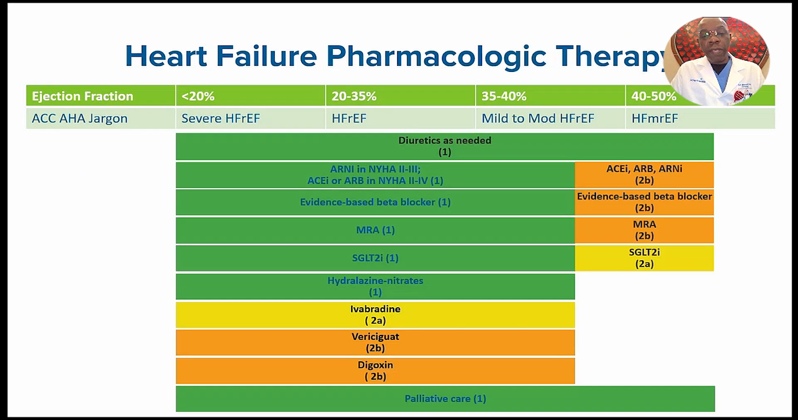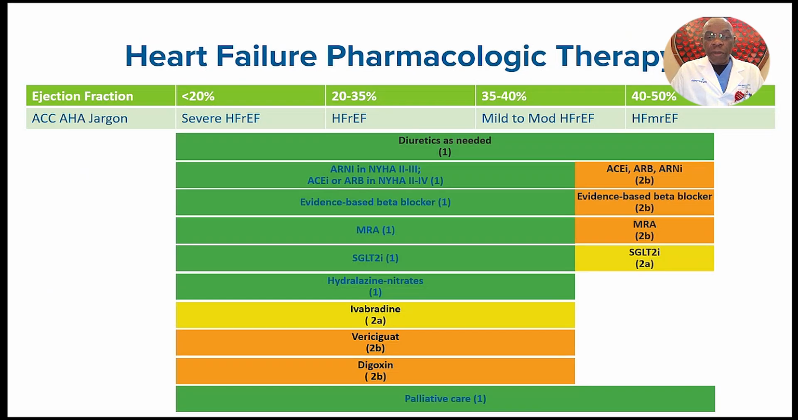Second are the renin-angiotensin system inhibitors. ARNI is Entresto, which is the only medication in that class, and this is best used in patients with NYHA class 2 and class 3 symptoms. Patients in class 2 to class 4 symptoms can use some of the older agents that we have available, such as ACE inhibitors or angiotensin receptor blockers. You'll note that this is only green, or class 1, in patients with ejection fraction less than 40%. In patients with ejection fraction greater than 40%, these agents are recommended or reasonable to use, but they are not class 1 indications.